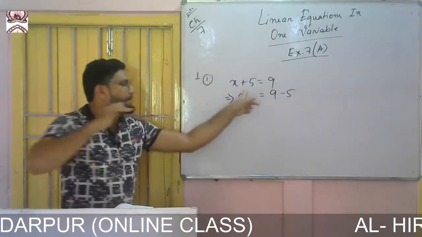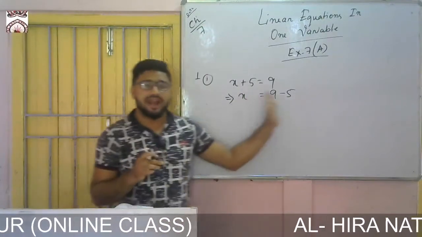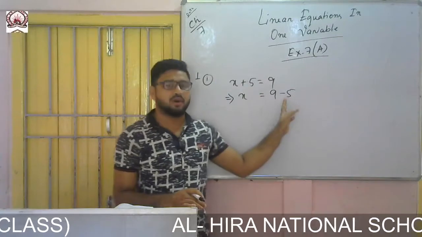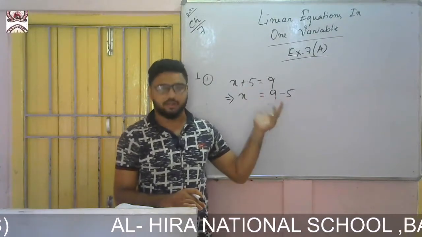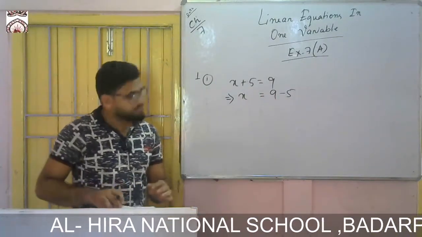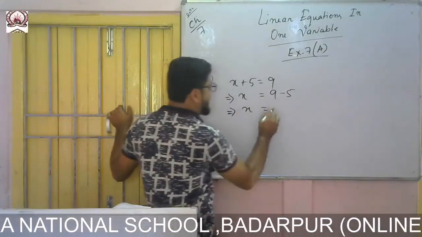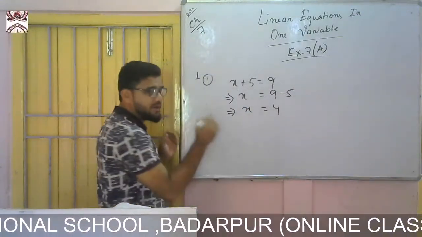Here it is plus 5. So if I shift to the right side, it will become minus. And if it is minus, then it will become plus, the opposite, in every case. Now you solve. x = 9 - 5, it is 4. So that is the answer.